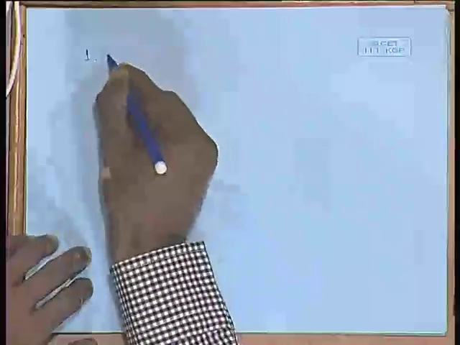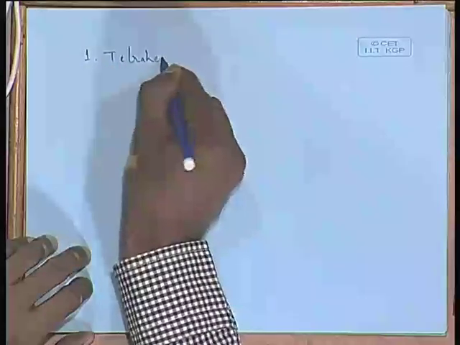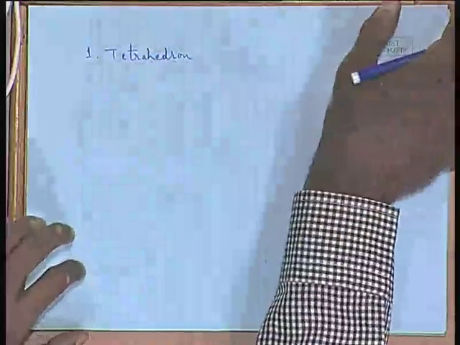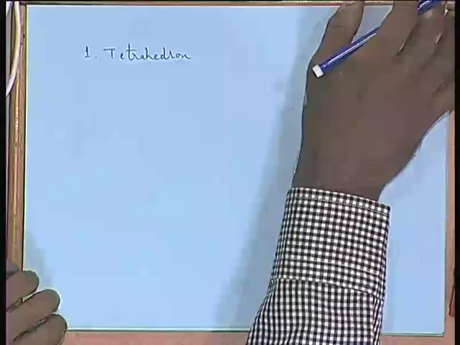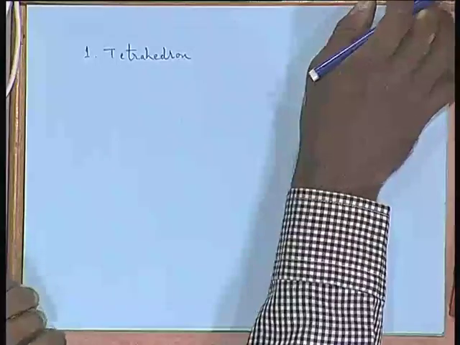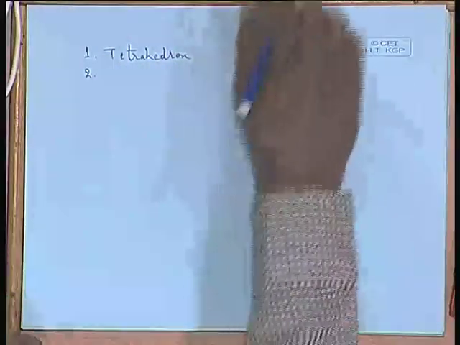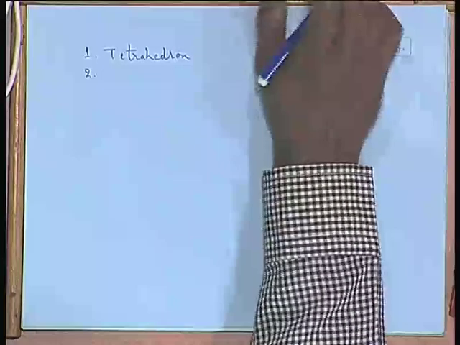So, what are these solids? The first solid is what is called a tetrahedron. You know what a tetrahedron is? Not the tetragonal crystal system. A tetrahedron is a solid. Any solid has some faces. For example, a cube, you all know. A cube has how many faces? Six faces. What are these faces? Squares, isn't it? So it's a solid made up of six square sides.